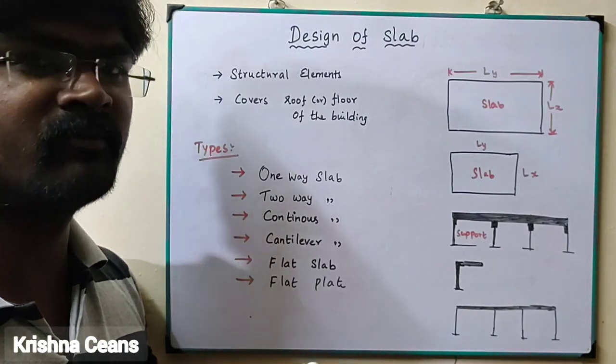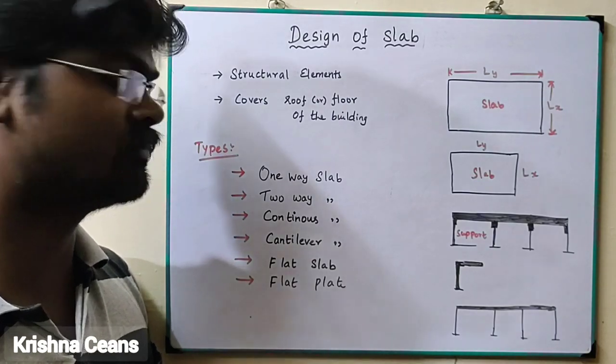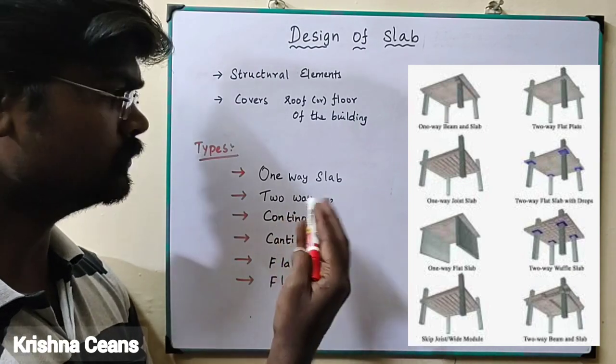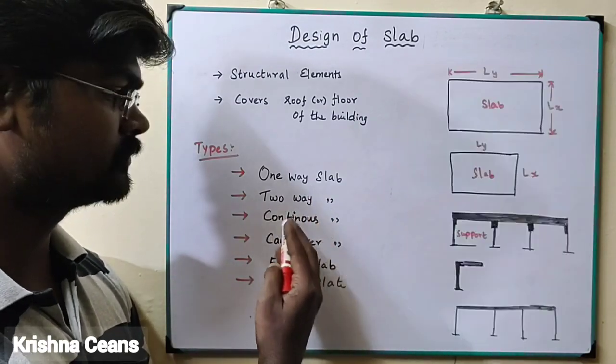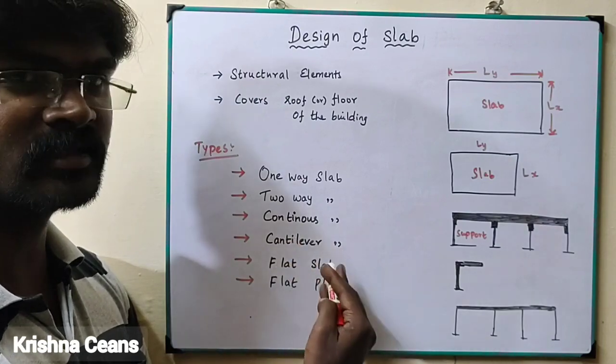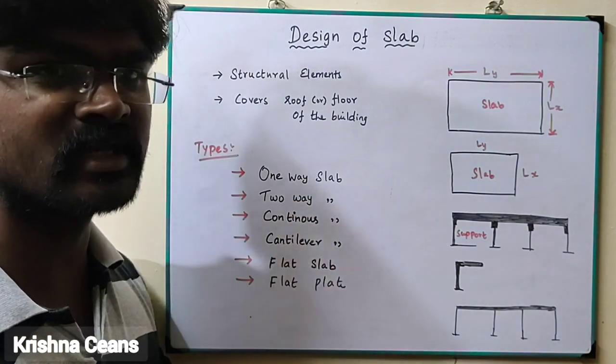So in this slab, what are the different types of slab available and used? For the design, we have one-way slab, then two-way slab, then continuous slab, then cantilever slab, then flat slab, then flat plate. So these are the types of slab.